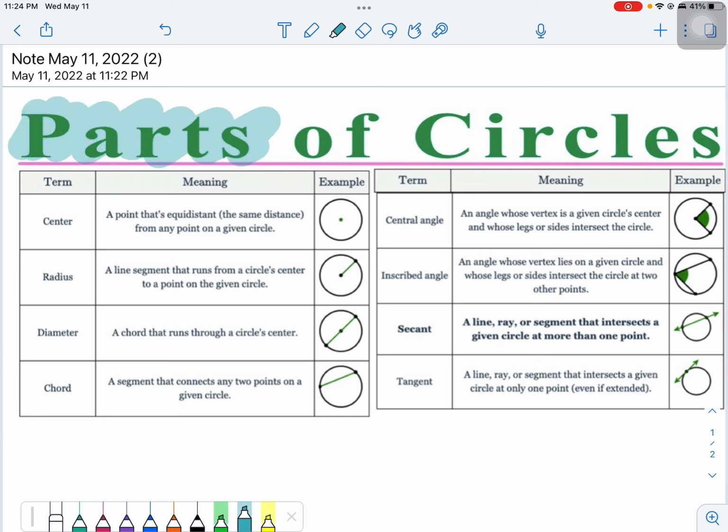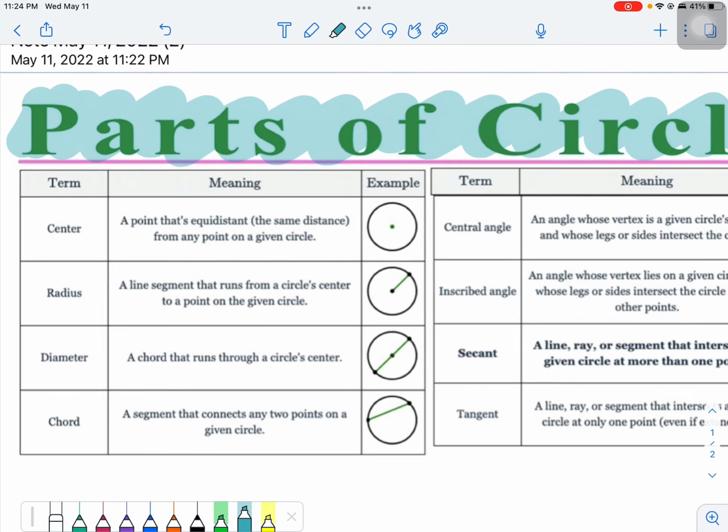And these notes are called parts of circles, right? So we're going to go through the eight distinct parts of a circle. All right, so let me zoom in here.